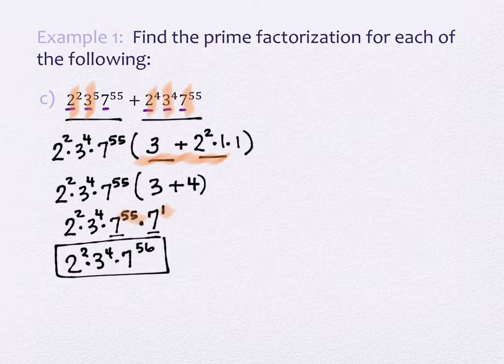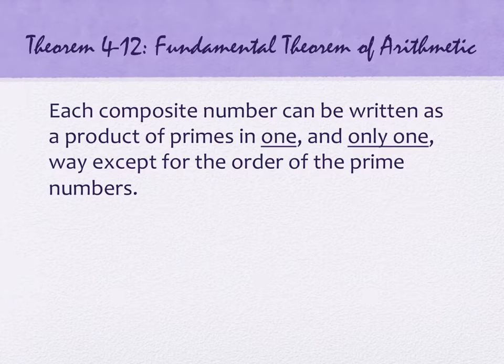So we're going to actually take a look today at the fundamental theorem of arithmetic. Anytime somebody uses the words fundamental theorem, it means it's really important. And this theorem says each composite number, we just defined that, can be written as a product of primes in one and only one way, except for the order of the primes.